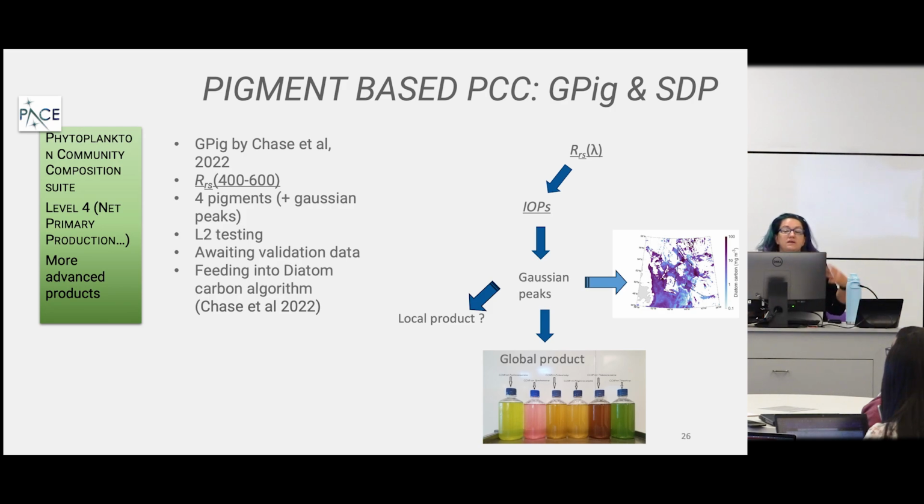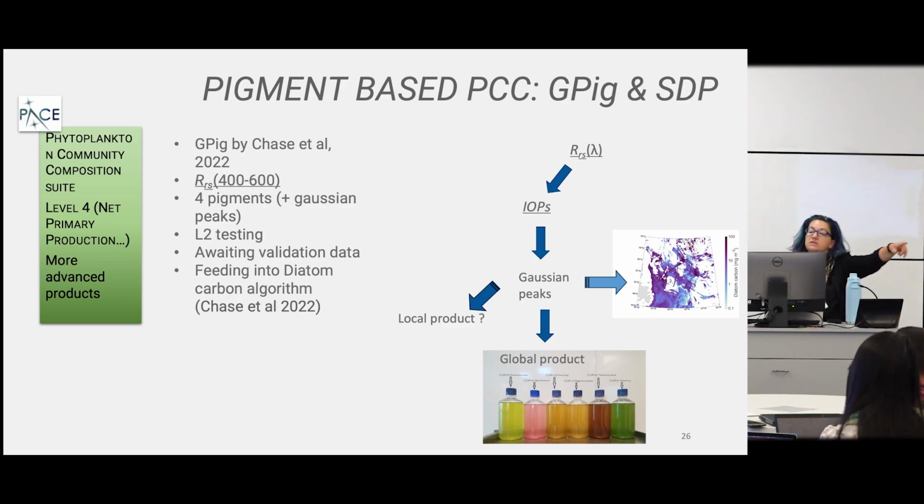Similarly, GPIG is going to give you 4 different pigments. It's also deriving IOPs, looking at Gaussian peaks that are going to be dominant because of the behavior of different pigments in that absorption spectra, and then times something gives you pigments. We're going to also export these Gaussian pigments so you can maybe train it in your region to get a local product. And this is, for example, where you can get your local chlorophyll. Take the Gaussian pigments that we're going to export, test it with your chlorophyll, and get your own product.